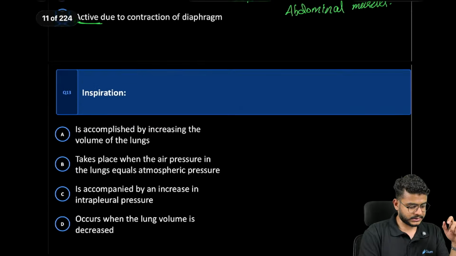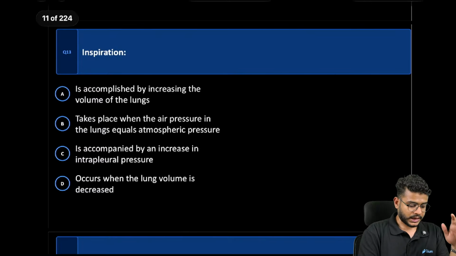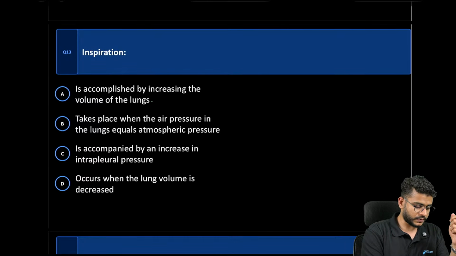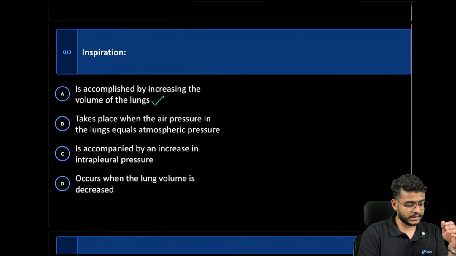Okay, the next question, about inspiration, right? The options are is accomplished by increasing the volume of lungs. Yes, during inspiration the volume of lungs increases. Takes place when the air pressure in the lungs is equal to the atmosphere. No, that's wrong. Inspiration takes place when there is a difference in the pressure. Is accompanied by an increase in intrapleural pressure. No, intrapleural pressure becomes more negative during inspiration.